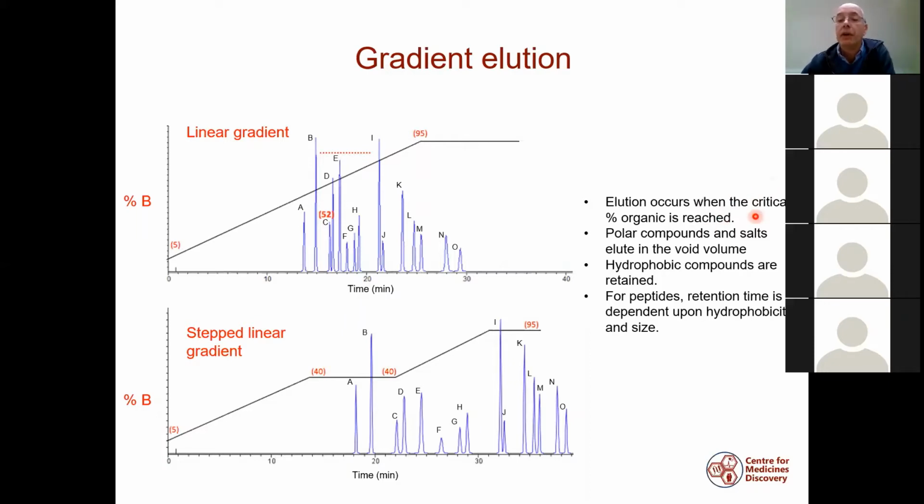Elution occurs when the critical organic concentration is reached. Any polar compounds or salt will usually elute in the void volume. The more hydrophobic your compound is, the longer it will be retained on the column. And for peptides, which is what I generally use this for, larger peptides are also generally retained on the column for longer.